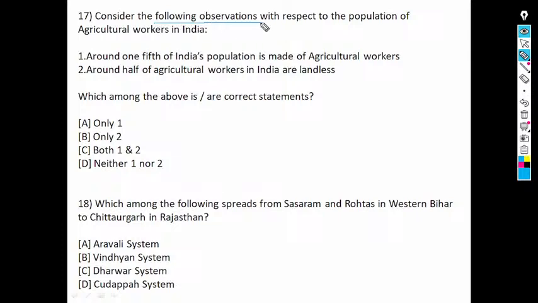Consider the following observations with respect to the population of agriculture workers in India. Around one-fifth of India's population is made of agriculture workers. Around half of the agriculture workers in India are landless, particularly.